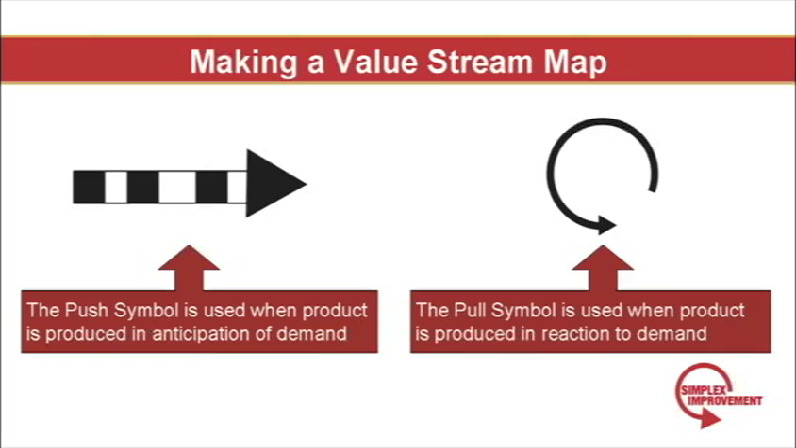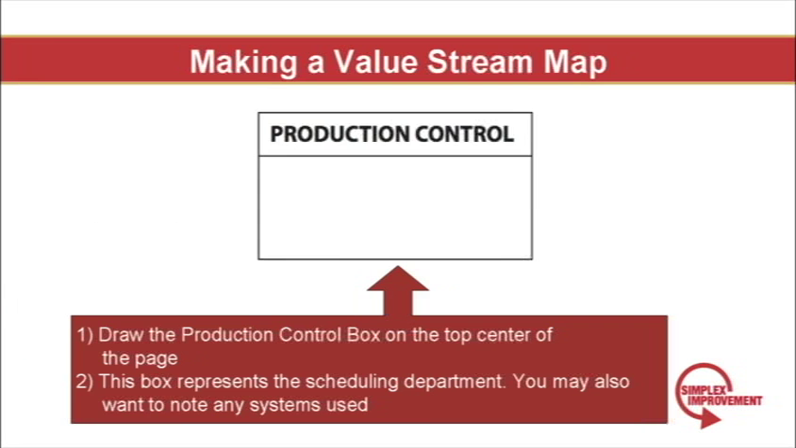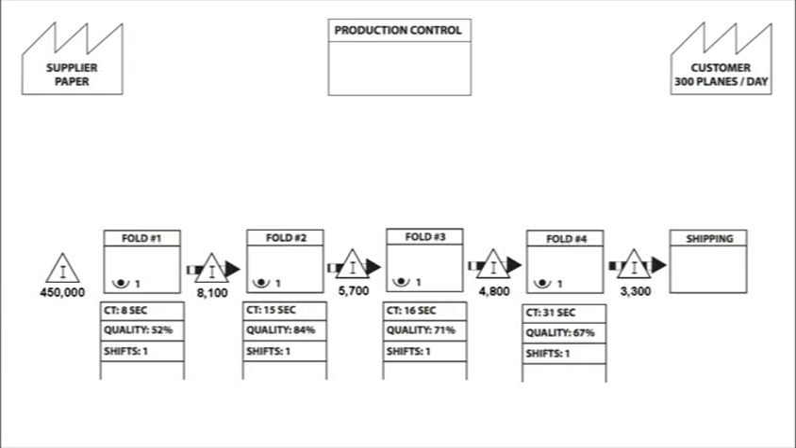Next, we have 2 main ways to show how material flows through our value stream. One is a push symbol and the other is a pull symbol. In our case, we're running on a pure push system. I include the system with the inventory triangles I previously made. This is a classic model and you often see a production control box. Draw the production control box in the top center of the page. This box represents the production control and the scheduling department, so you may want to note all the systems that are being used.